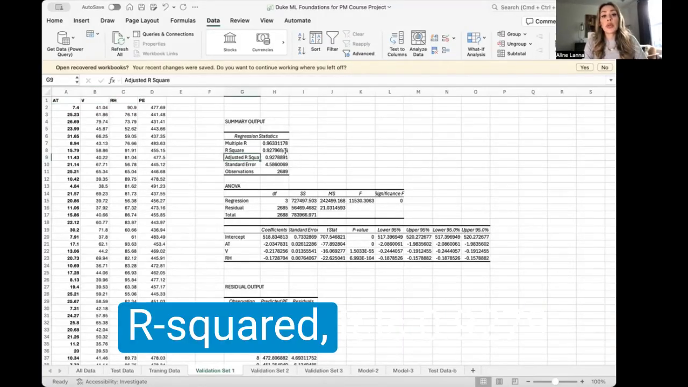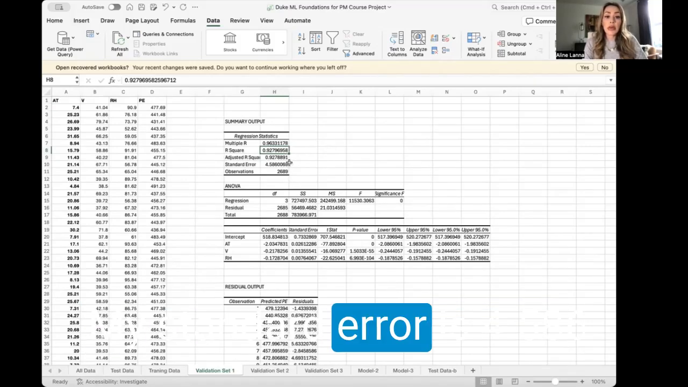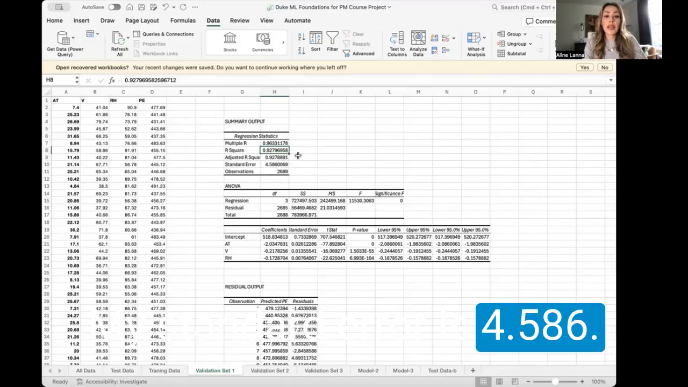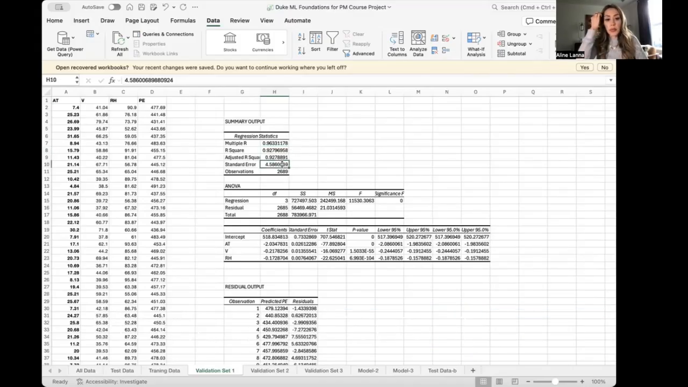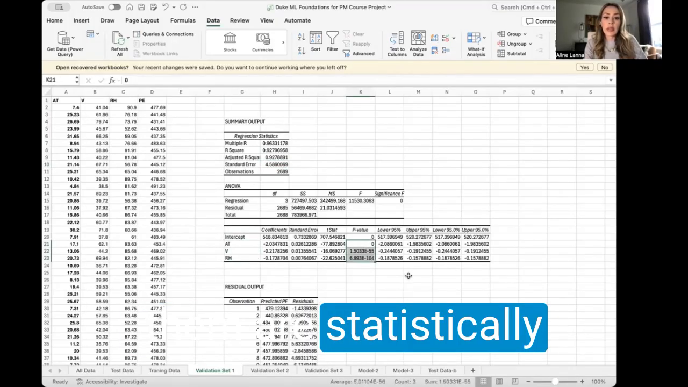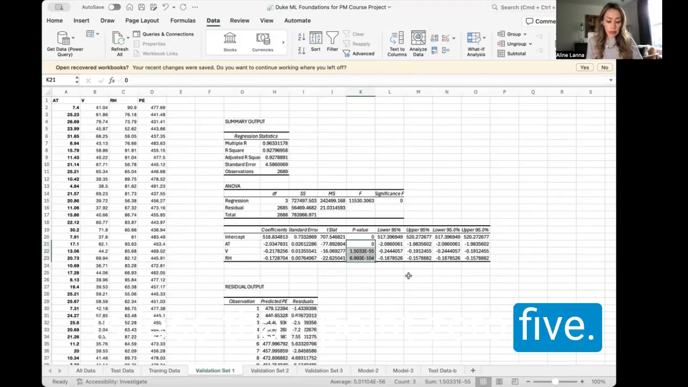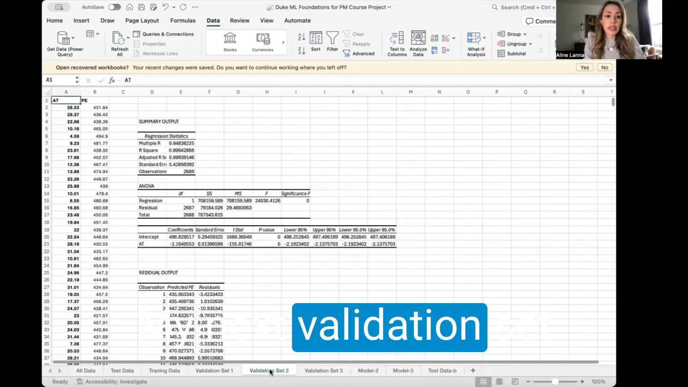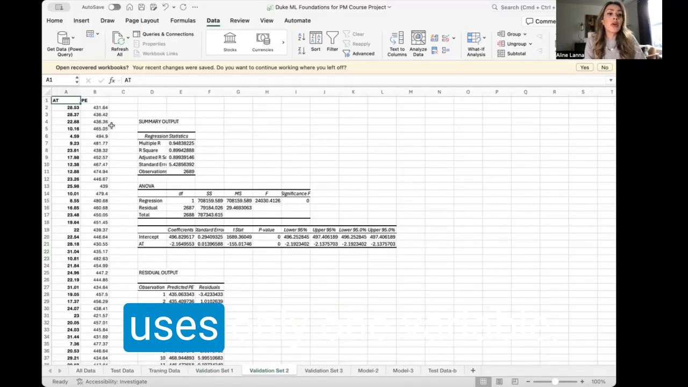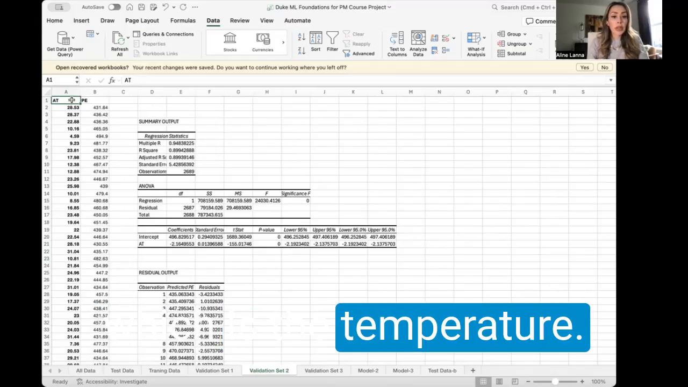When I look at my R squared, it is 0.9279. My standard error is 4.586. When I look at my variables and the p-values, all of them are statistically significant since the p-value is less than 0.05. My next validation set uses only one variable, which is the temperature.